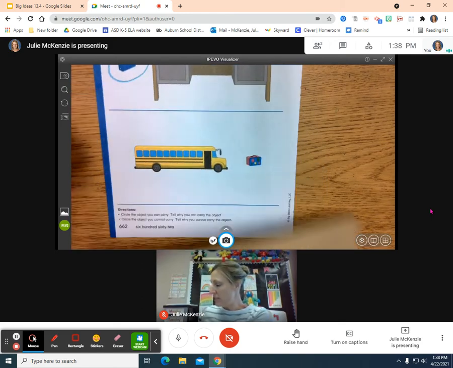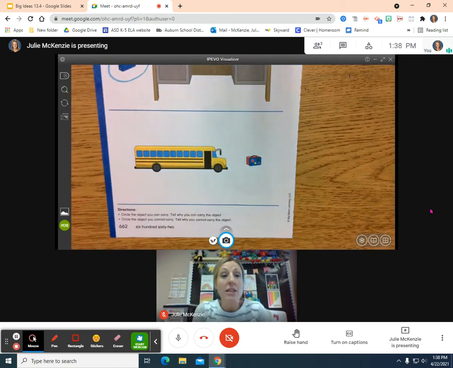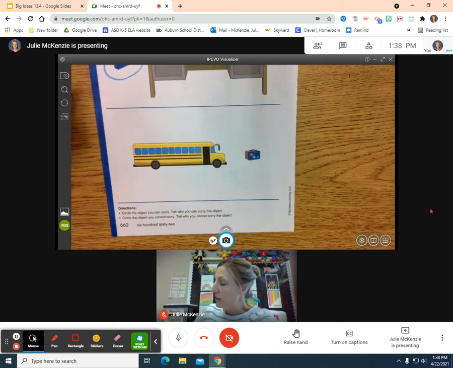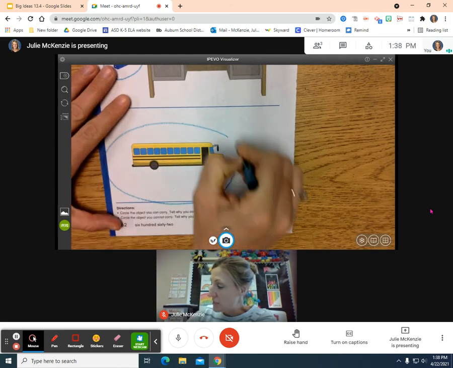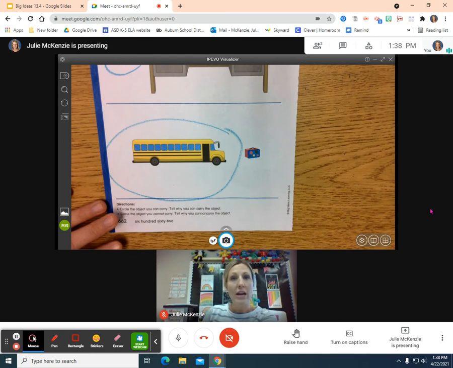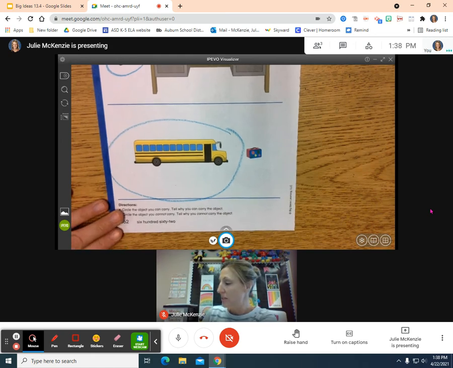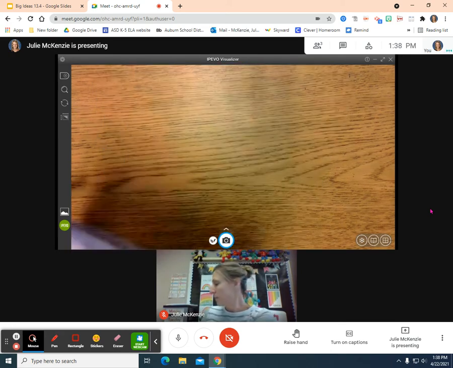Okay, what about these things? We have a school bus and a lunchbox. This time, I want you to circle the object that you cannot carry. Which one of these things can you not carry? I know, I cannot carry the school bus. Someone tell me why I cannot carry the school bus. It is too heavy. Mrs. Mackenzie is not strong enough to carry a school bus, that's for sure.